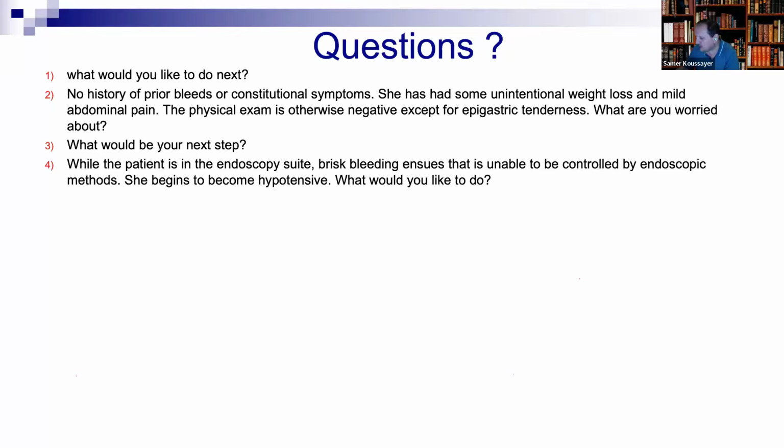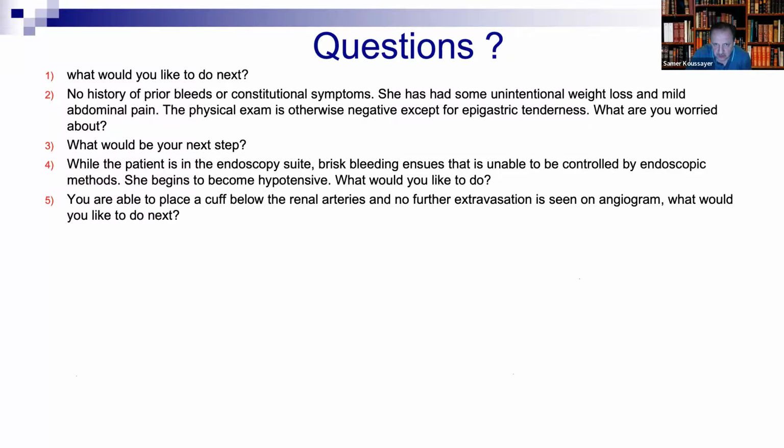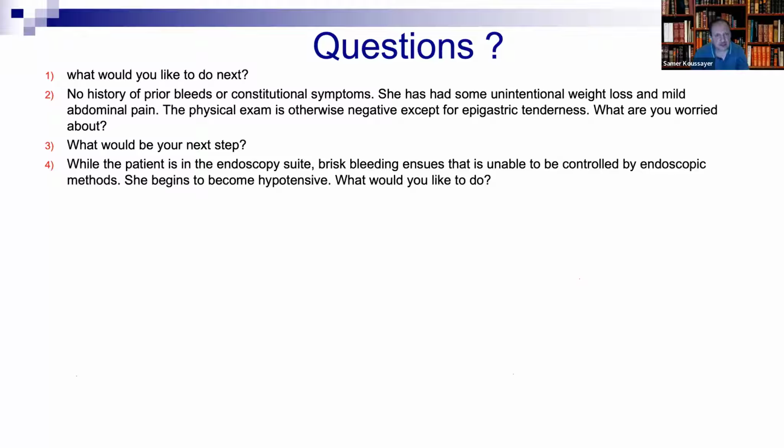All right, let's see what to do next. How would you like to do it? So you take her to the OR and you insert an intra-aortic balloon, right? To control bleeding. Okay. So she became hypotensive, so you put a balloon, and after that, what do you do?